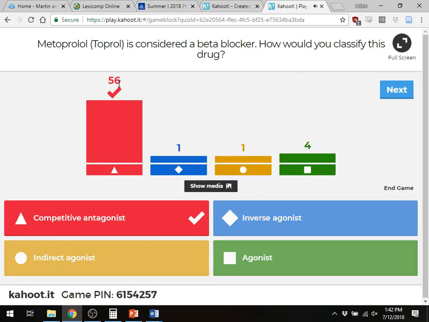All right, so what can you tell based off the categorization there? So it's a beta blocker. So is it going to be an agonist or an antagonist, do you think? It's an antagonist. So what does that rule out? Everything else, right? But walk through those. So in this case, it would be a competitive antagonist.